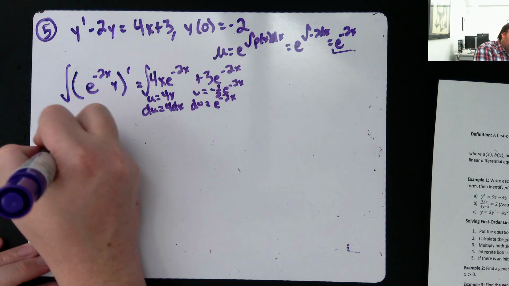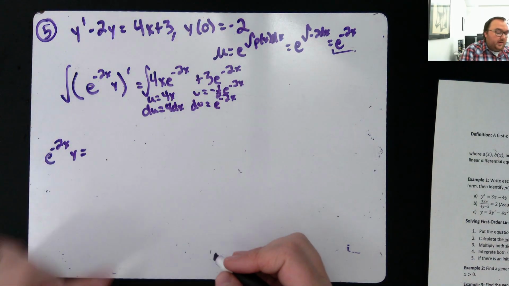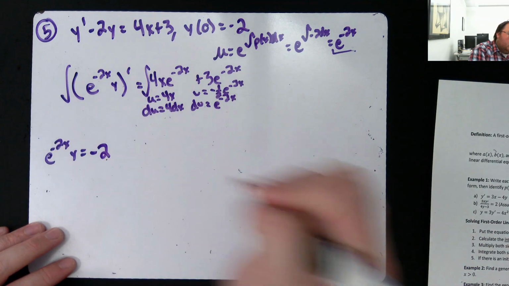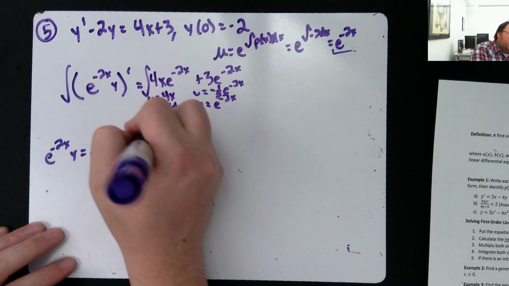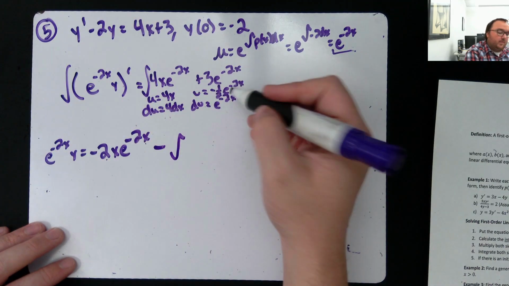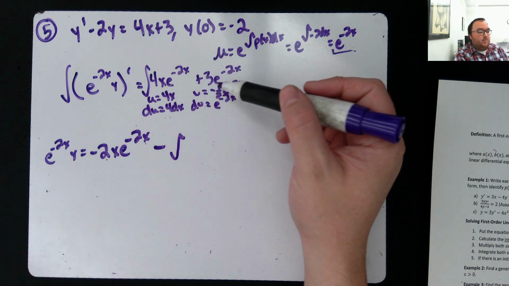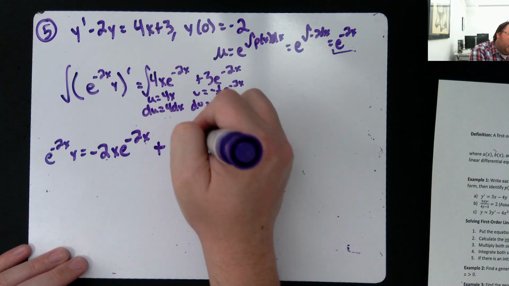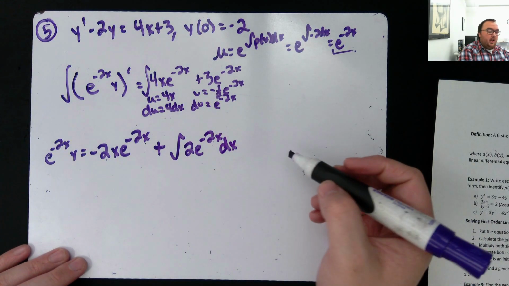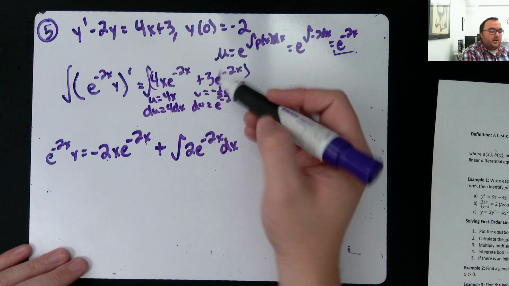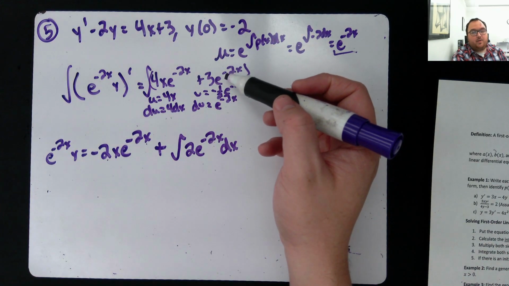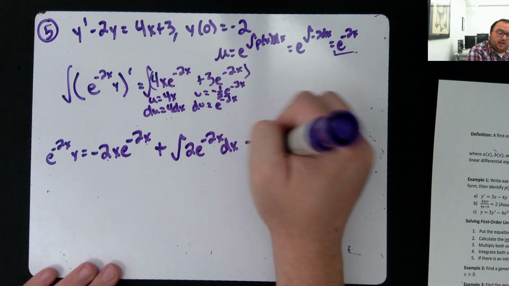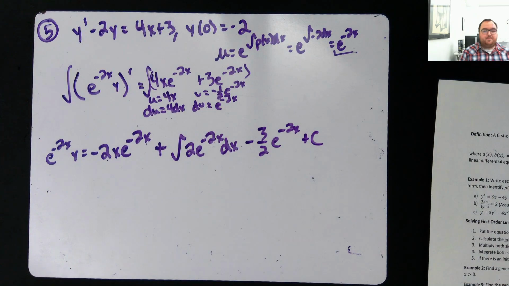I'm going to bring it down a little bit. UV, so 4 times a negative 1/2 is a negative 2x e to the negative 2x minus the integral v du. Negative 1/2 times 4 is negative 2, so plus 2 e to the negative 2x dx. And then again, antiderivative of this part, I can just do that. Again, because I need a negative 2 out front, I don't have it, so divide it. You get negative 3/2 e to the negative 2x plus c.